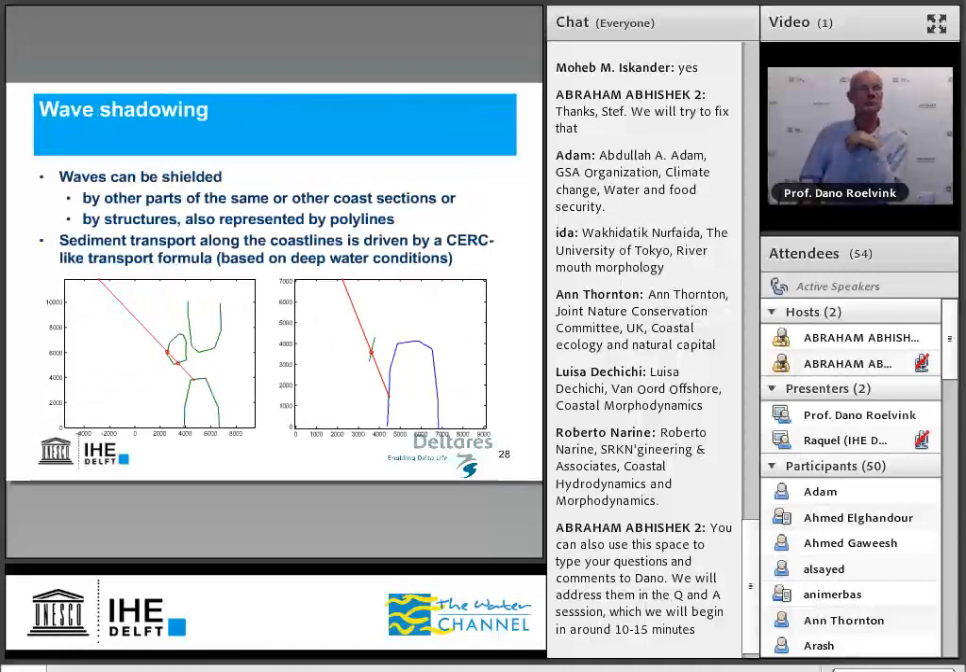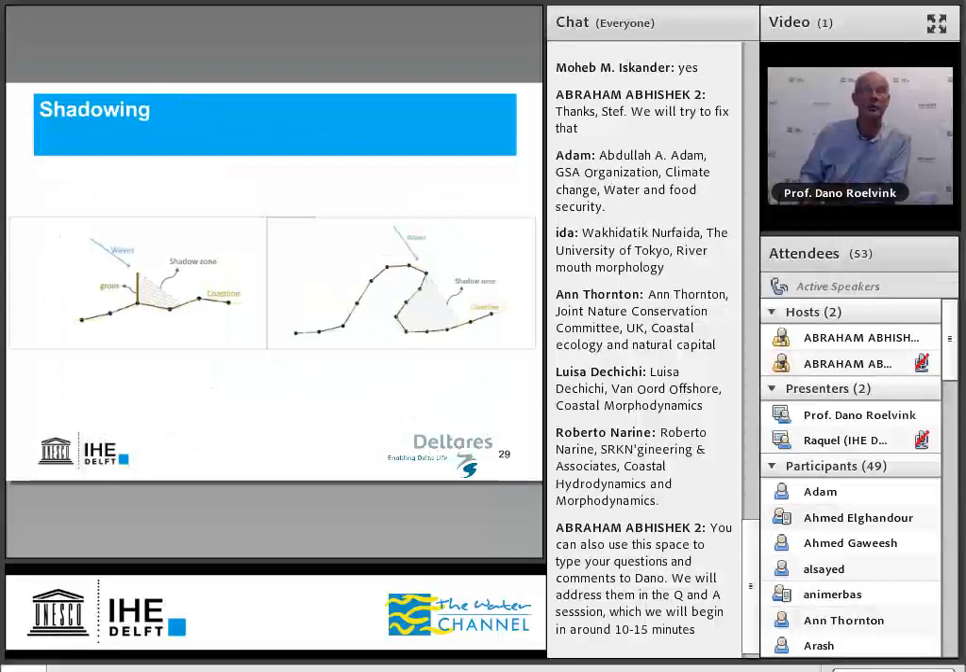Wave shadowing can take place because of other parts of the coast, or because of structures, as you see here. So we run along the coastline, look at where the waves are coming from, and if there's anything between us and the waves, then the waves are shielded. And so sediment transport goes to zero. This illustrates this. So the shadow can be because of the structure or because of another part of the coast.